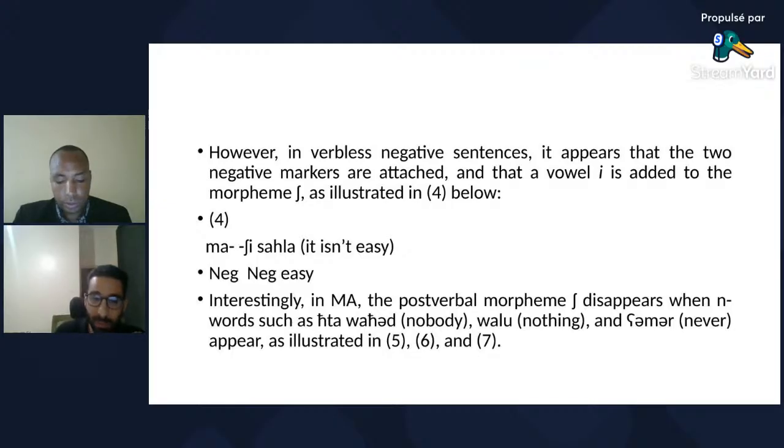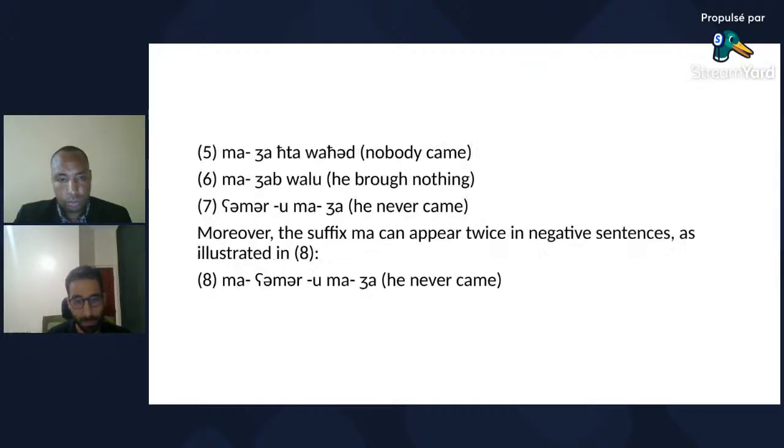Interestingly, in Moroccan Arabic, the post-verbal morpheme sh disappears when n-words such as حتى واحد, nobody, والو, nothing, and عمر, never, appear. Example, ما جا حتى واحد. We don't say ما جاش حتى واحد. Or ما جاب والو. We don't say ما جابش والو. Or عمرو ما جا. We don't say عمرو ما جاش.